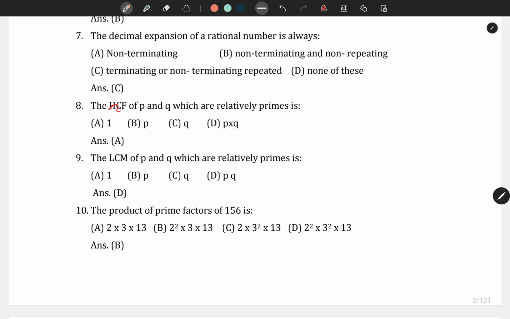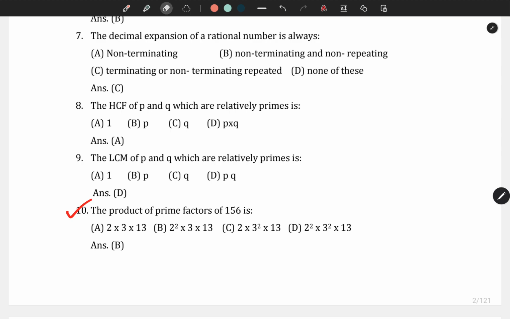So remember, the HCF of relatively prime numbers is always 1, and the LCM of two relatively prime numbers or co-prime numbers is the product of the two numbers. That means you have to multiply the numbers. So in this case, if you multiply P into Q, it will be PQ. So the correct option here is PQ.